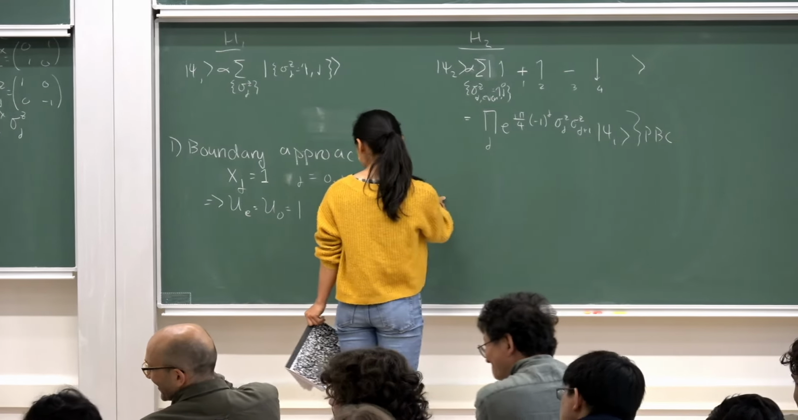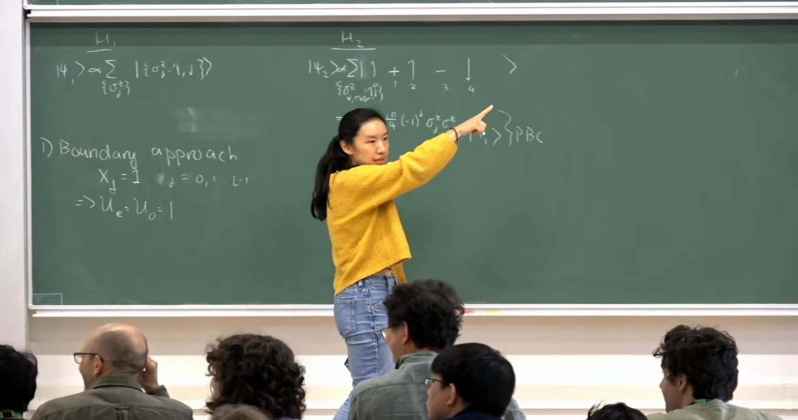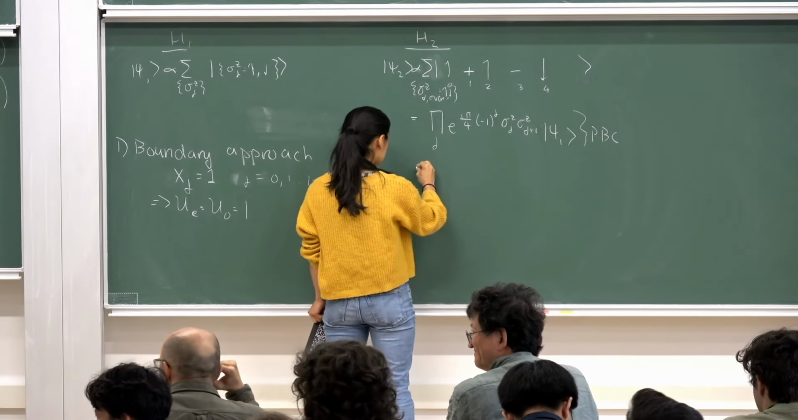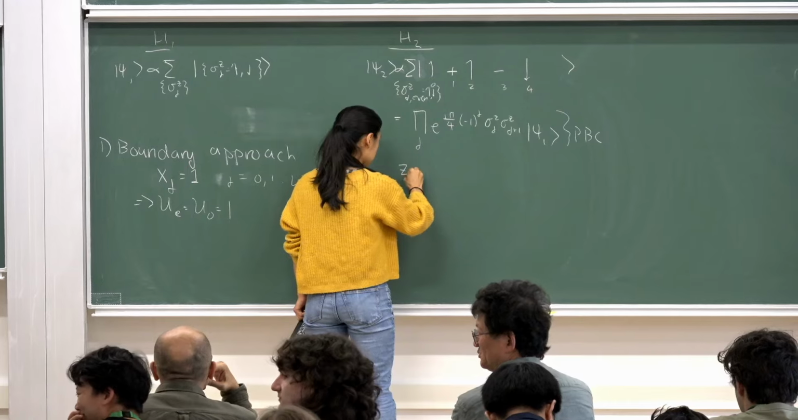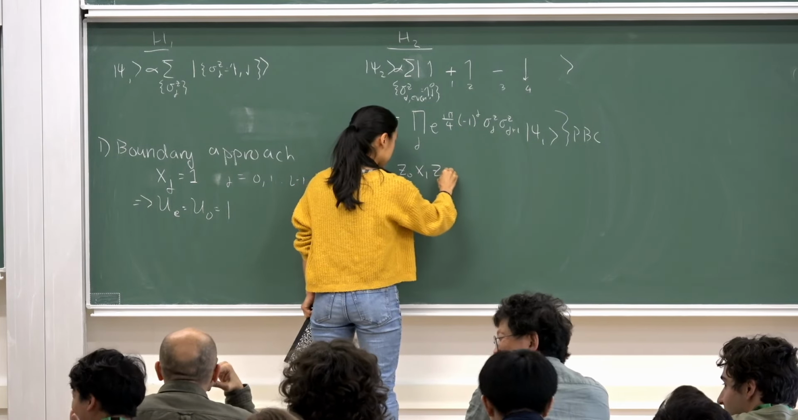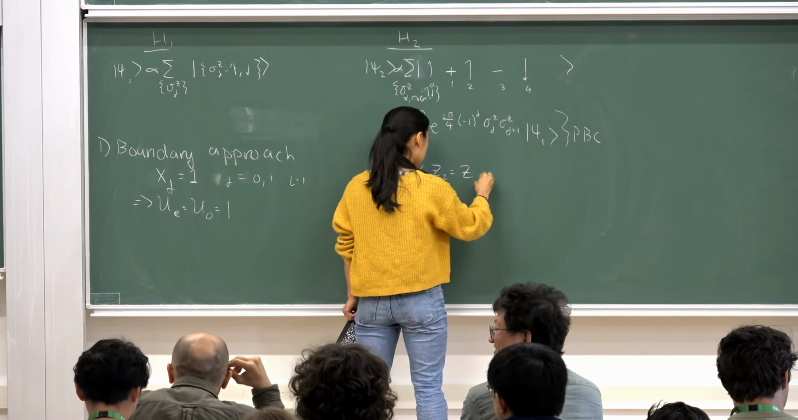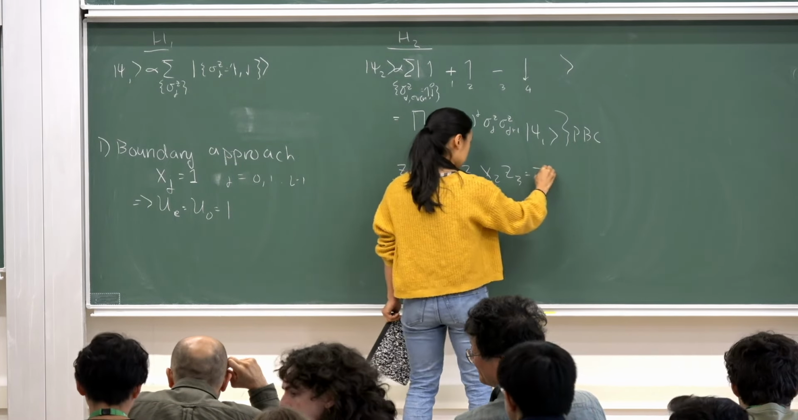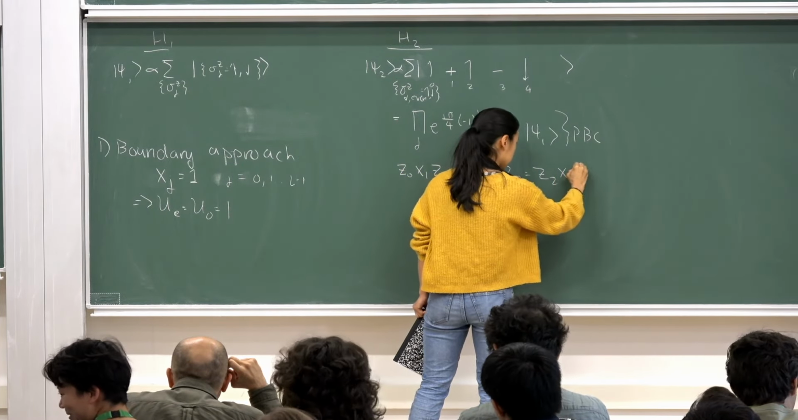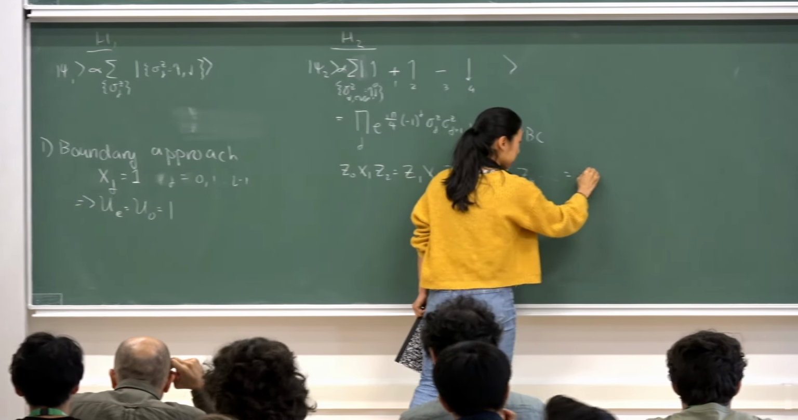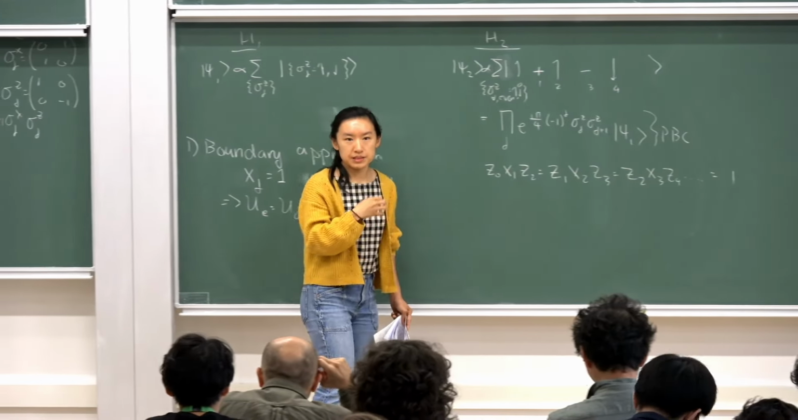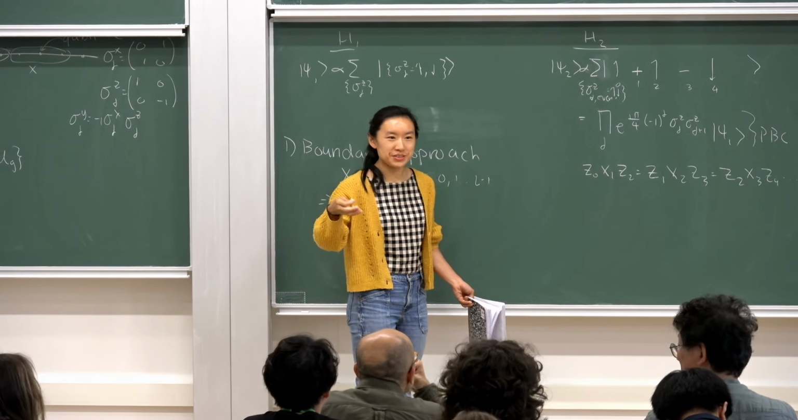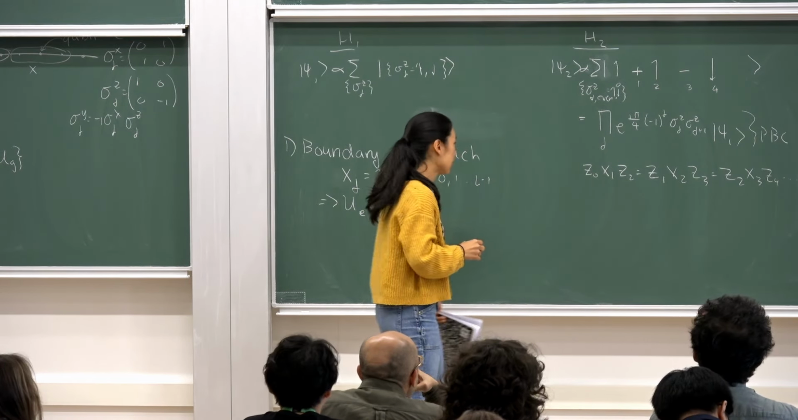Now for the second case, let's set all of the bulk stabilizers to be 1. That means we set, for example, Z0 x1 Z2 equals Z1 x2 Z3 equals Z2 x3 Z4, all equal to 1, because we want to be in the ground state in the bulk of the system. And we just want to ask, can I add any Hamiltonian terms to the boundary to lift this degeneracy?